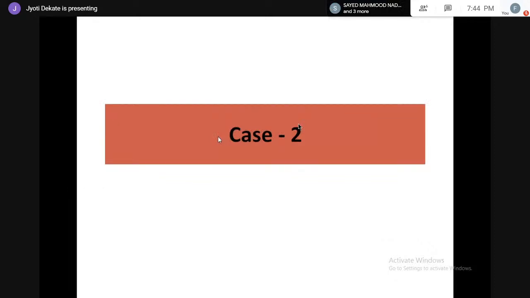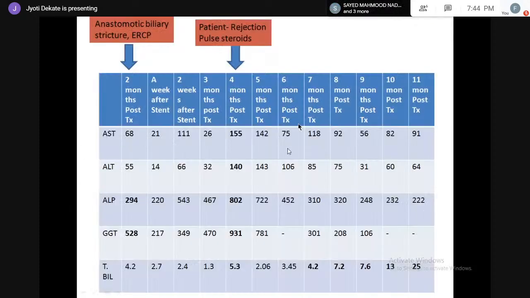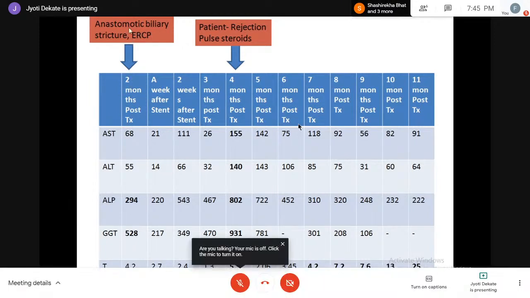So with this, I am moving on to my second case today. This is a 20 year old male who underwent living donor related liver transplant for Wilson disease. And this is the enzyme trend for this patient. At 2 months in the post-operative period, this patient was found to have anastomotic biliary stricture on cholangiogram. He was investigated because he had a cholestatic pattern of liver enzymes which was persistent right from the transplantation period.